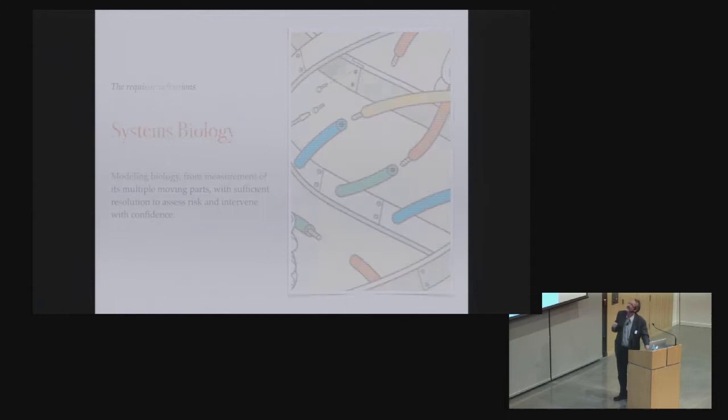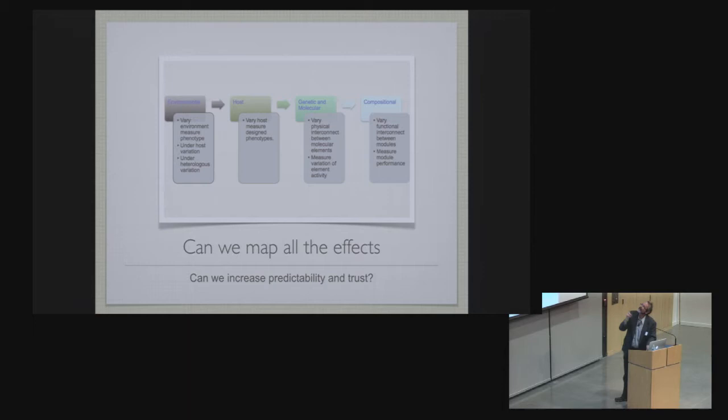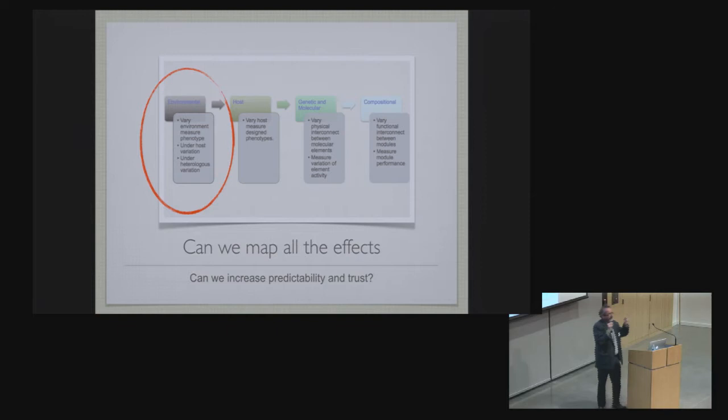Let's go through quickly. Let's take the environment first. We're going to vary the environment and measure the phenotype as we measure changes in the host. So we're going to measure genetic changes in the host and ask how every change in the host impacts a phenotype, dependent on the environment in which that host exists.